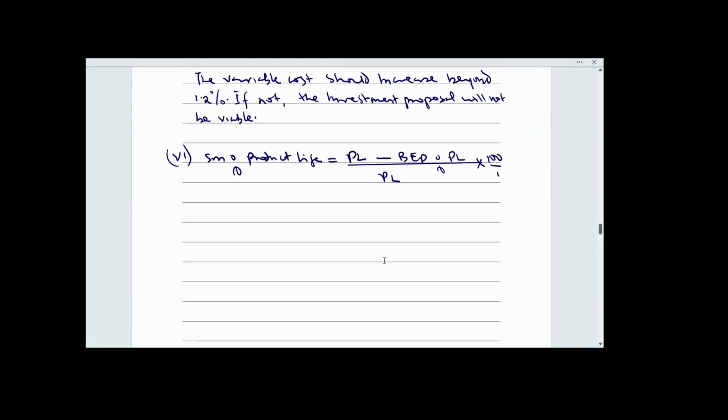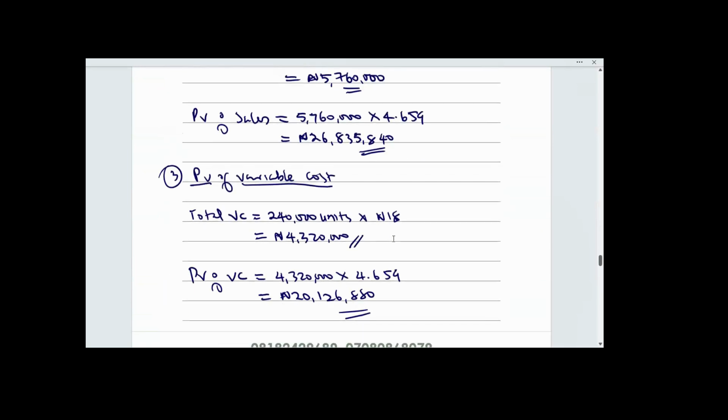In this case, we know the product life to be 10 years, but we don't have the break-even point of product life. So let's go and compute it. Working number 4: calculating the break-even point of product life.